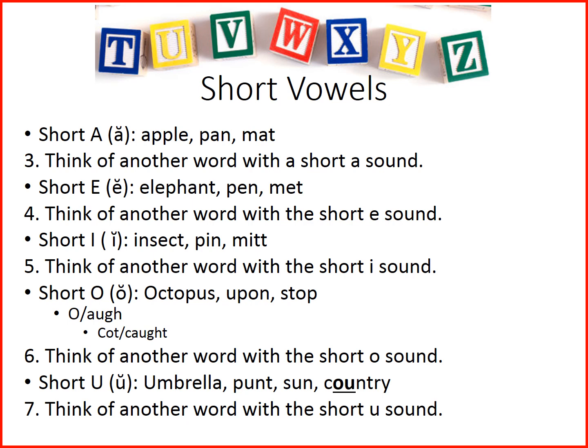The short U sound is as in umbrella, punt, sun, country. So in country, we have an unusual spelling for the sound. That's a holdover from when the vowel sound in country was pronounced differently, but we just say it with a short U sound. So pause the video and think of another word with the short U sound.